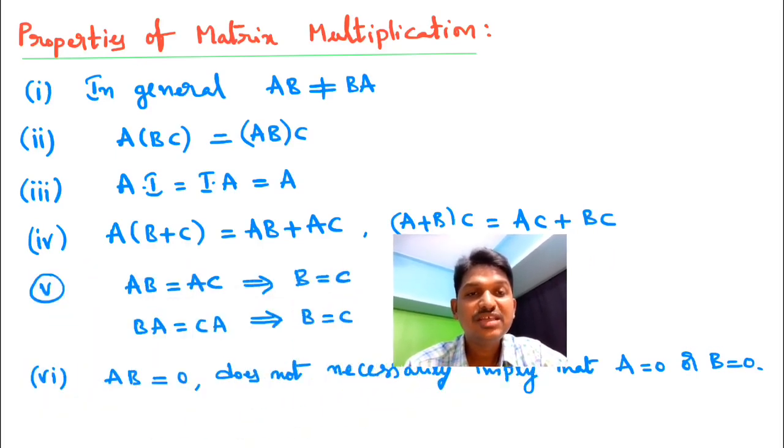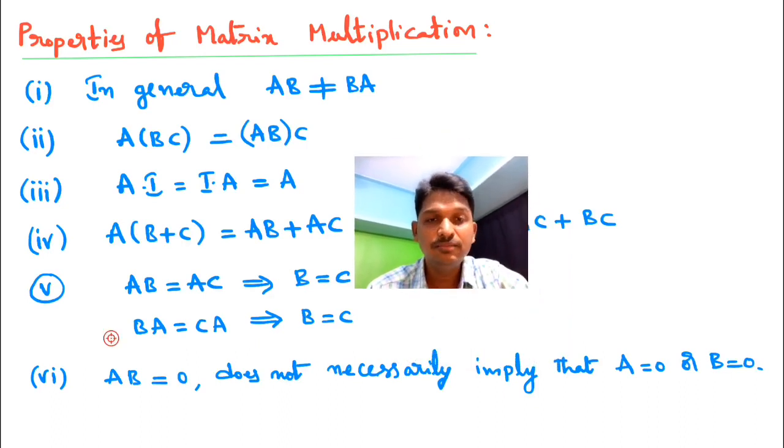Now you see, this is the left cancellation law. AB equals AC. You can observe here A is there, then you can write B equals C. So the left cancellation law holds good. And BA equals CA, the right cancellation law also holds good. Okay, and this is important.